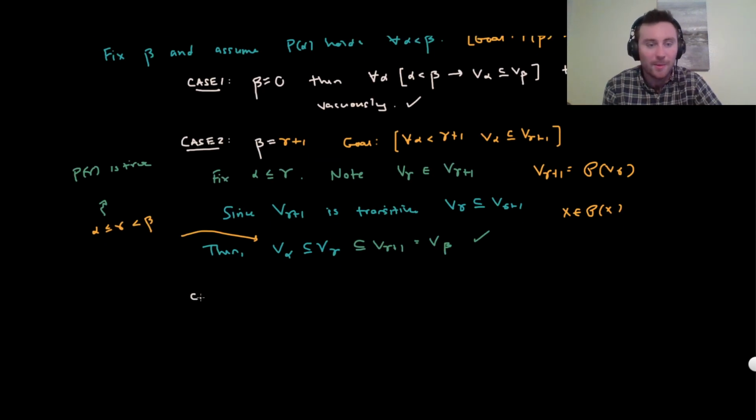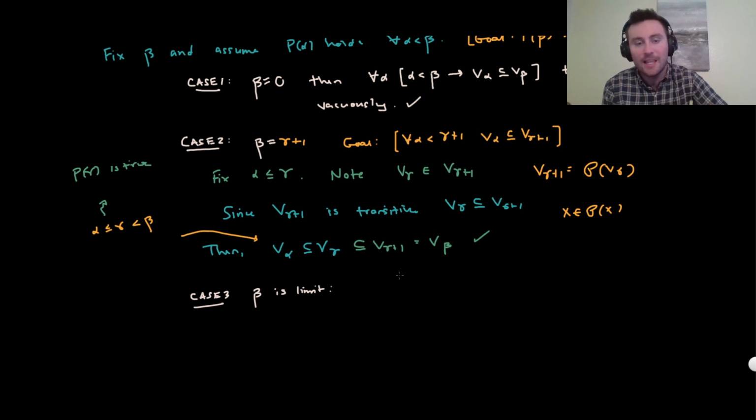Okay, and then what about this third case? Well, what if beta is a limit ordinal? So beta is limit. What's going to happen here? Well, we know that for any two things less than beta, if one is less than the other, then it's going to be a subset of it. So we're assuming for all alpha less than beta, V alpha is true. Well, what's our goal? So fix some alpha less than beta.